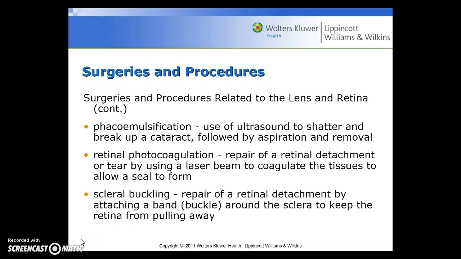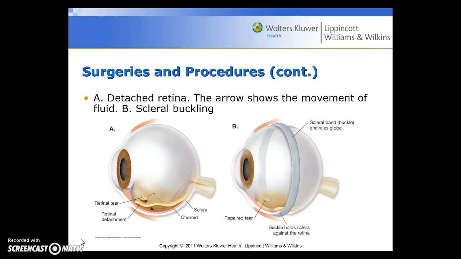Phacoemulsification is the use of ultrasound to shatter and break up a cataract, and it's followed by aspiration and removal. Retinal photocoagulation is the repair of a retinal detachment or tear by using a laser beam to coagulate the tissues to allow a seal to form. Scleral buckling is the repair of a retinal detachment by attaching a band or a buckle around the sclera to keep the retina from pulling away.